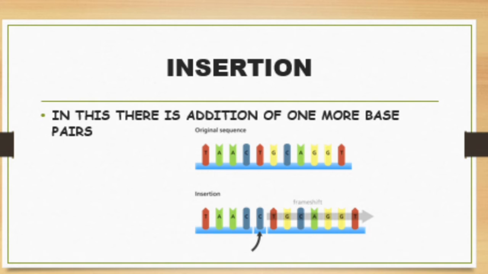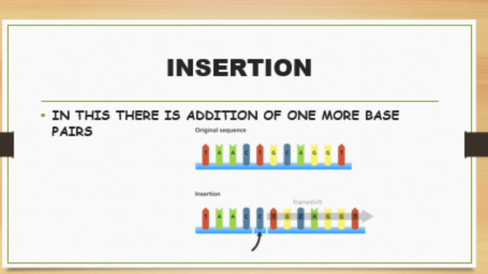So whichever amino acid they were coding before, it will not be the same. The first TAA will be the same, but afterwards, whichever codon or amino acid is following will change compared to the original sequence. This is called the insertion. See, after the C in the 4th position, there's insertion of another C. This is called insertion, addition of one more base pair.